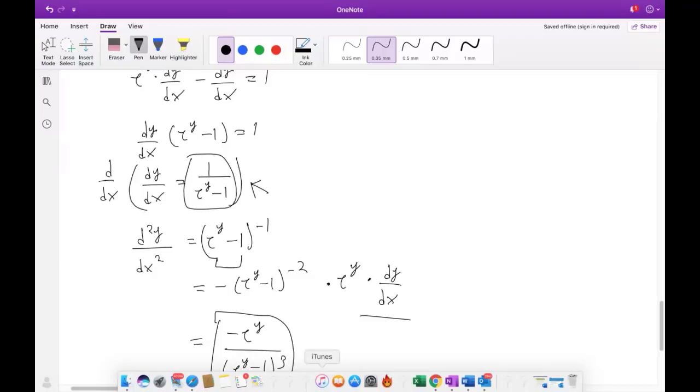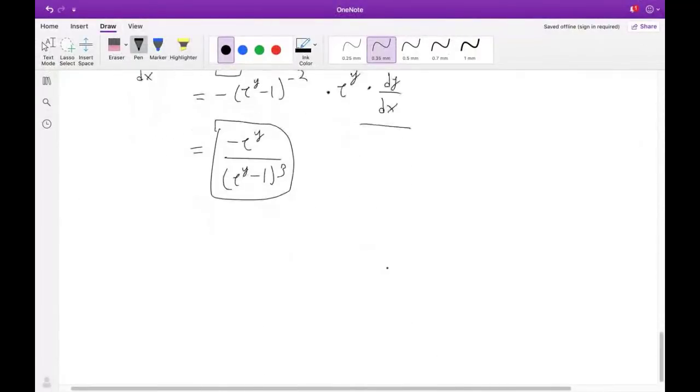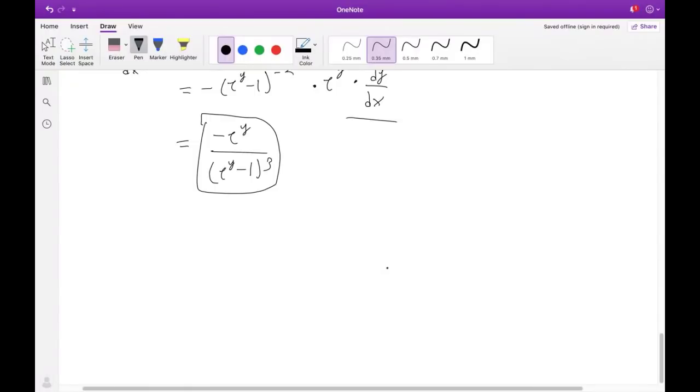So are there any questions on how I did this one, or implicit differentiation? Okay, sounds good. So now I can move on to derivatives of inverse trig.